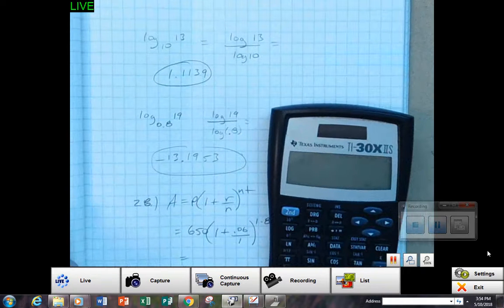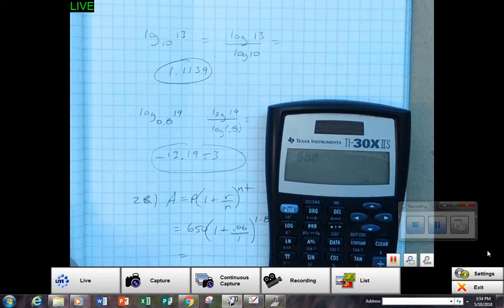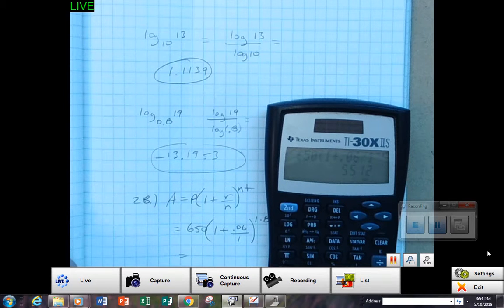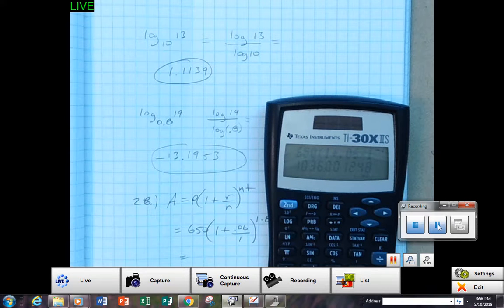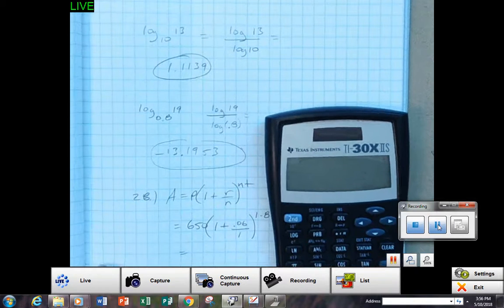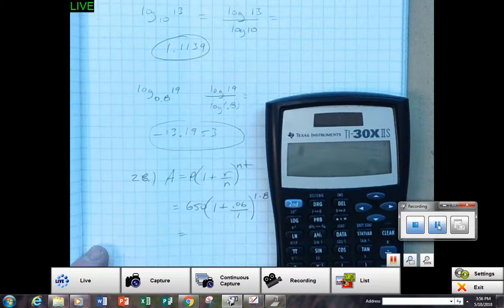So I'm going to type that in exactly on my calculator. I got 650 parenthesis 1 plus 0.06 divided by 1. Close that. Raised to the 1 times 8 power, and that gives me a different number than the key. So I'm going to pause this and see what happened there. All right, I'm not sure what happened there. I'm going to do that again. My calculator, it worked this time, so I'm going to try that exactly.